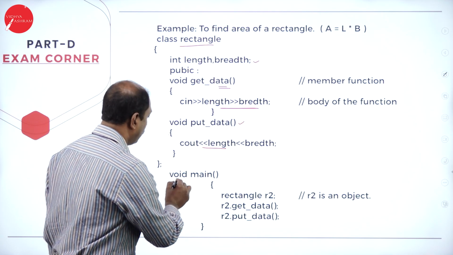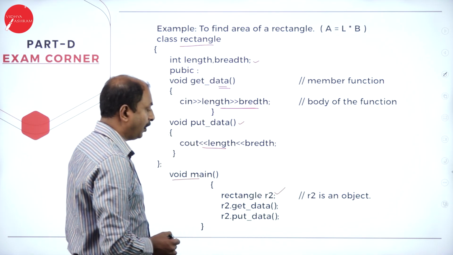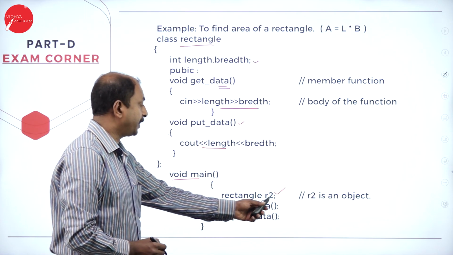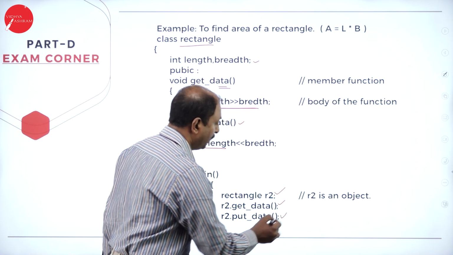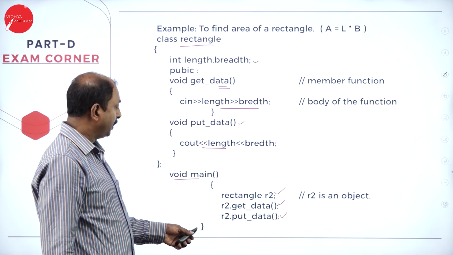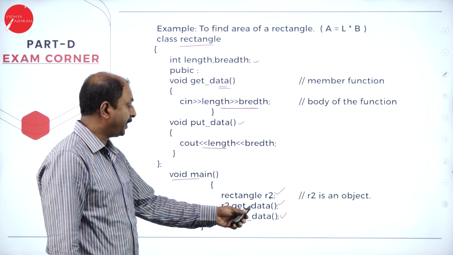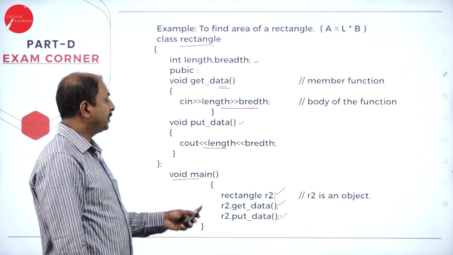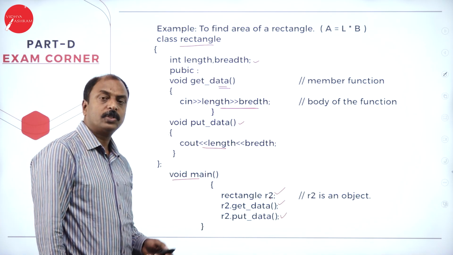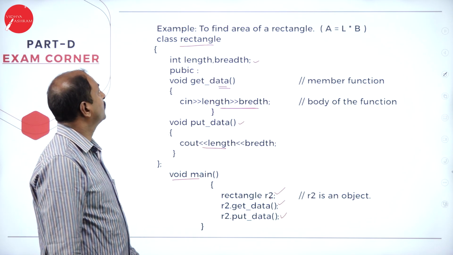Next, after this, we have to write the void main function. First is declaration of object. So we have to create an object here and call the functions in order. Then close the void main here. So in this example, R2 is an object. We have to call R2.getData and R2.putData functions. So this is an example program to show the working of a function definition inside the class.